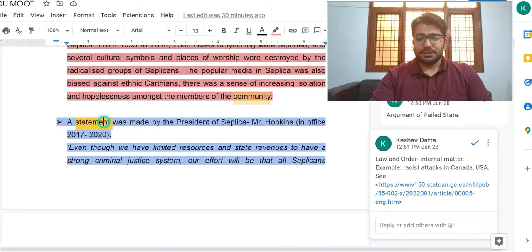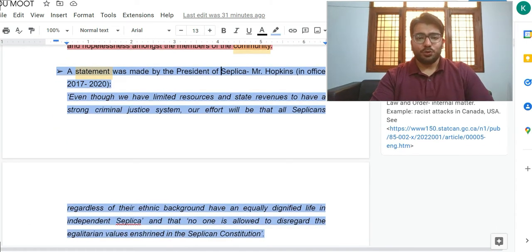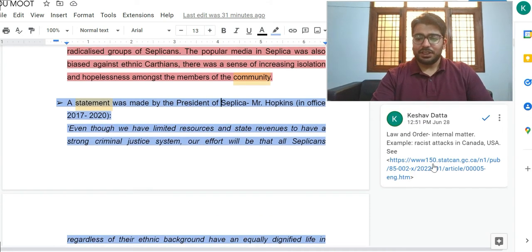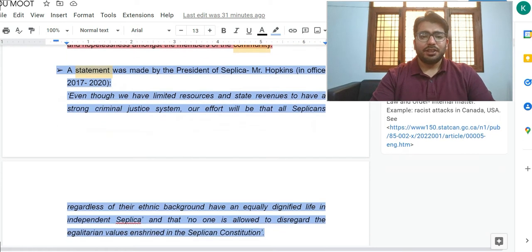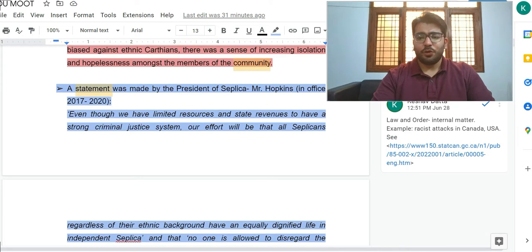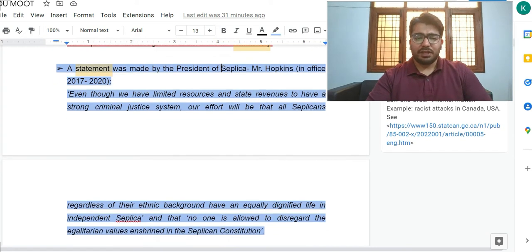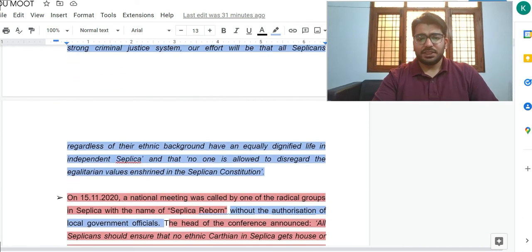The next is this statement that was made by the president of Seplica, right? Obviously everybody knows that this statement can be used by the applicant in its favor, and I have given certain things in the comment section also. What can be stated is regarding law and order, that this law and order is an internal matter, right? This is basically what the applicant says in its favor, that it was merely a law and order and internal matter. And in fact, you can draw a parallel and give the example of the racist attacks in Canada and the USA, right? There were racist attacks in Canada and the USA, but still you don't say that Canada is a failed state or the USA is a failed state. So try to give parallels and examples from real life, and judges will appreciate that.